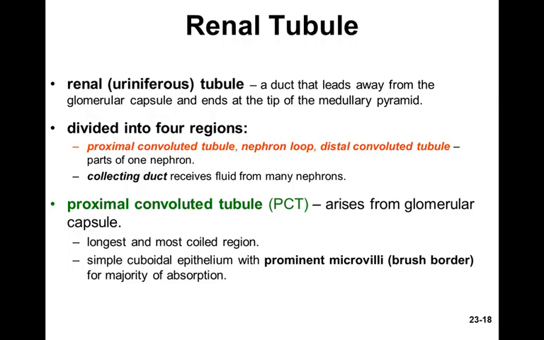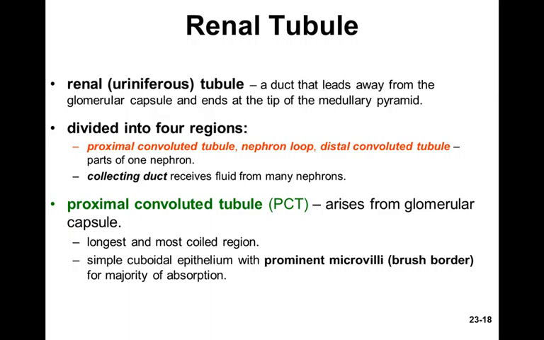Okay, and then the other part of the nephron is called the renal tubule. Now, the tubule is literally a duct that leads away from the glomerular capsule or corpuscle, and it ends at the top of the medullary pyramid. There are 4 regions to this renal tube. The PCT, which is the proximal convoluted tubule, the nephron loop, the DCT, which is the distal convoluted tubule. All 3 of those are parts of one nephron.